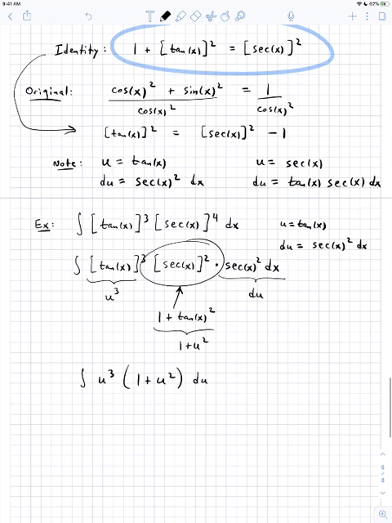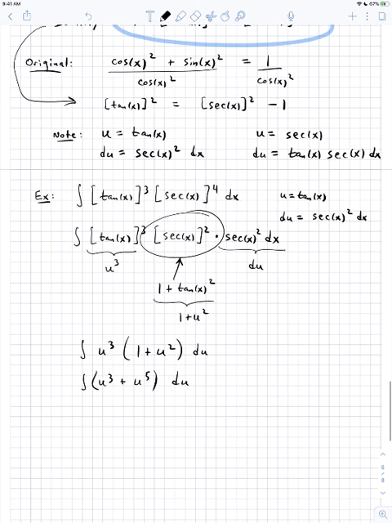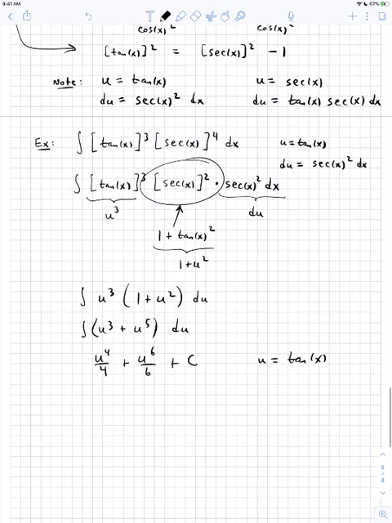And this is something that we can do. It's u cubed plus u to the 5th du, and this is something that we can evaluate. U to the 4 over 4 plus u to the 6 over 6 plus c, and then we just remind ourselves that u is tangent of x, and plug that back in. So you have 1/4 tangent x to the 4th plus 1/6 tangent x raised to the 6 plus c.